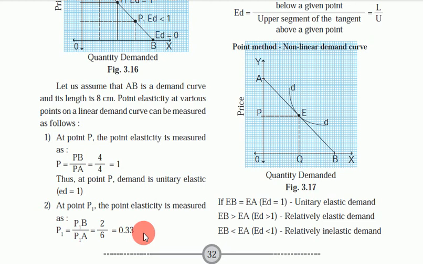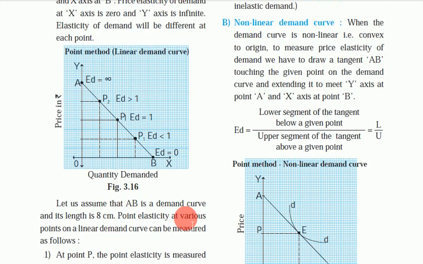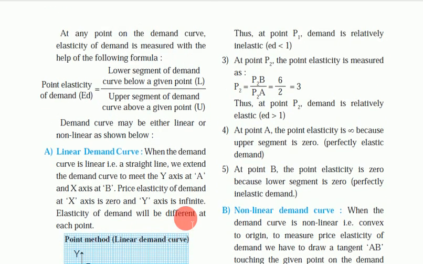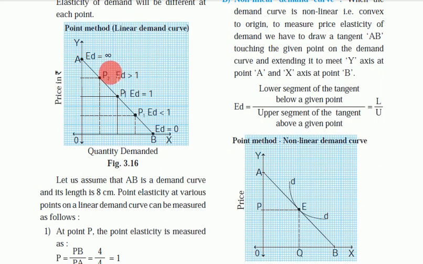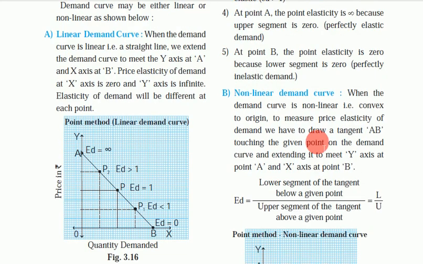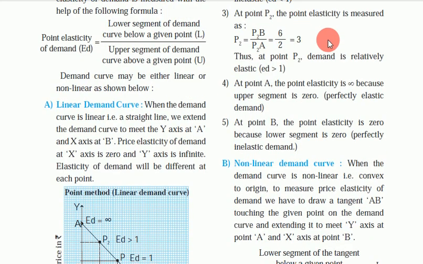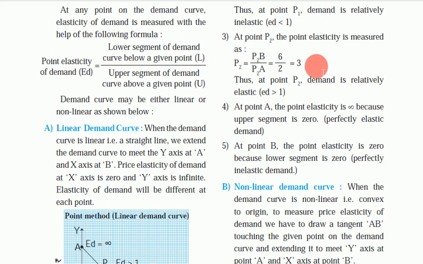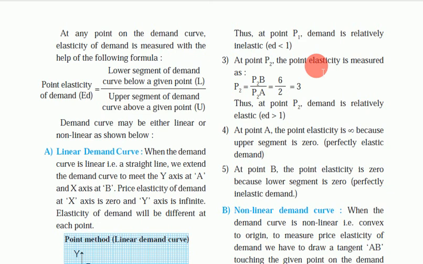Here we get the answer which is less than 1. If we get the answer less than 1, we can say that at point P1 demand is relatively inelastic. And at point P2, we can take P2B upon P2A, that is 6 upon 2, that will be 3. And when we get the answer more than 1, at point P2 demand is relatively elastic.